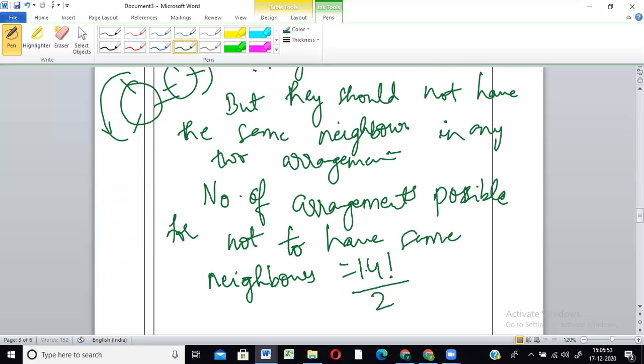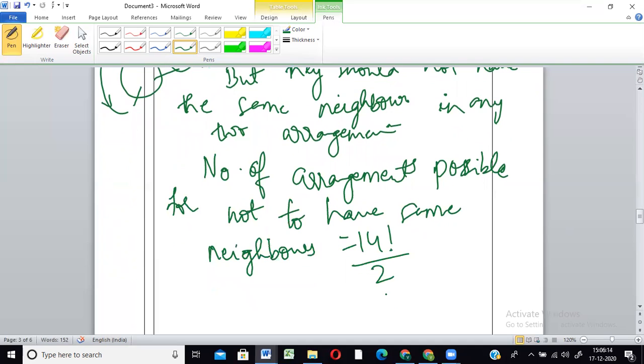Are you understanding? So in total we had 14 factorial ways, right, of making those 15 people sit. Now out of these, you want that the same neighbor should not come in the other way, right? So that can be done when you divide it by 2. It means one entire way is going, so then that neighbor will not come again. So that same neighbor will not come in any two arrangements. So then you have to divide it by 2. All right.